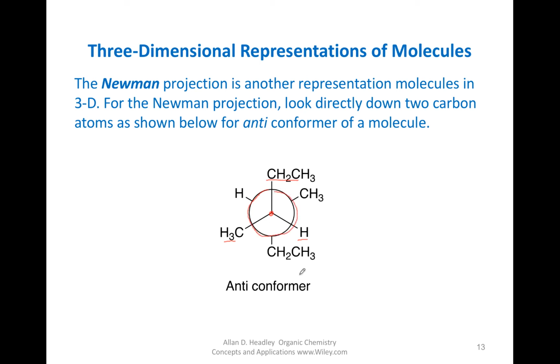Now you can see the three groups in the back. You can see this group at the bottom, and you can see this group at the side, and this group here at the side. So again, this is the anti-conformer using the Newman projection. So be able to write the anti-conformer and be able to write the eclipsed conformer using the Newman projection.